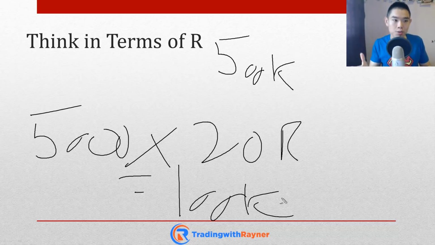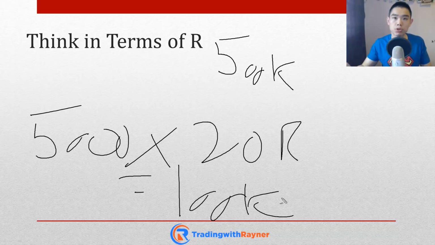So this is why I say, think in terms of R. Even though I know your account is small, don't think about how many dollars or how many cents you're making. Think in terms of how many R you're making on average per month, per year. That's a more objective way to gauge your trading performance.